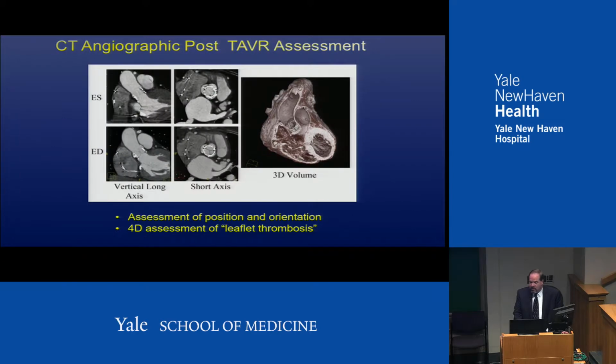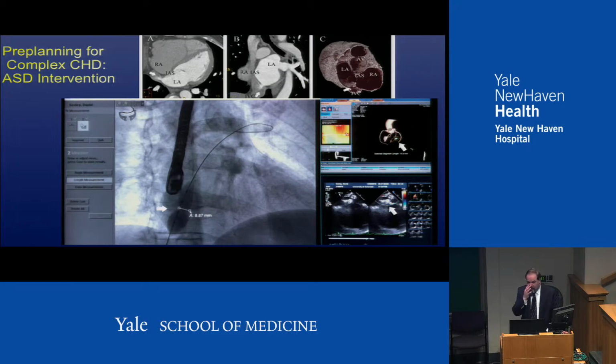And then you can also look at it afterwards. This is not so much pre-planning, but this is the 3D image of the TAVR, and look for thrombosis and other things that can happen with these valves. The other place is in congenital heart disease is pre-planning. So this is a study we did a long time ago.